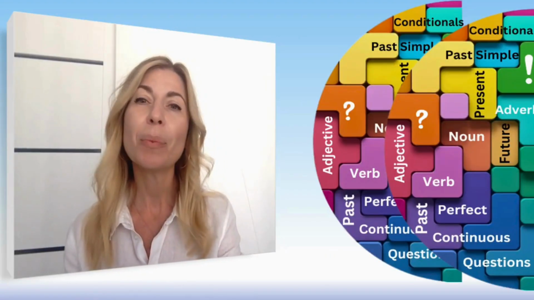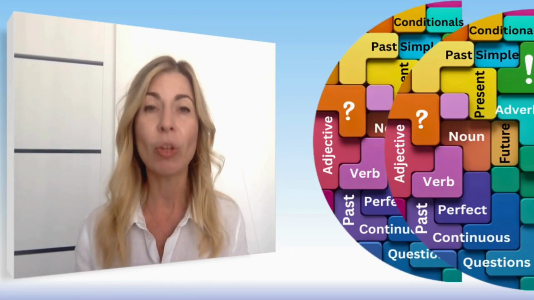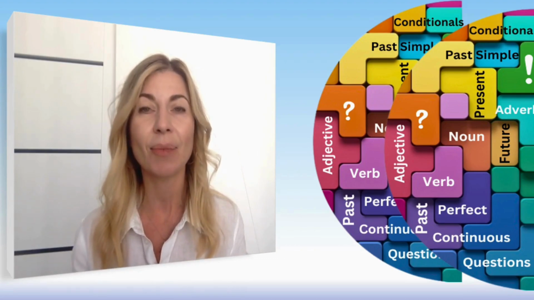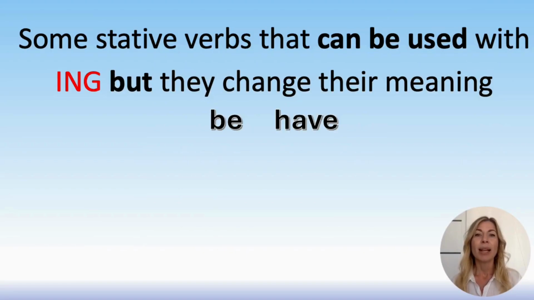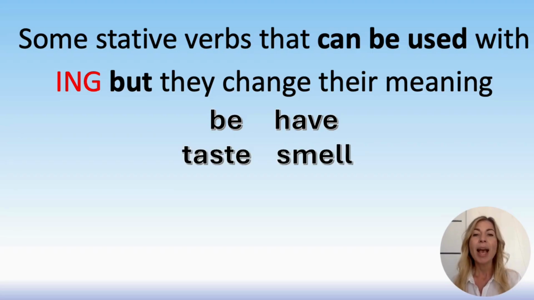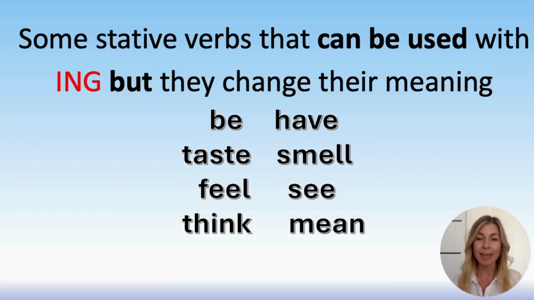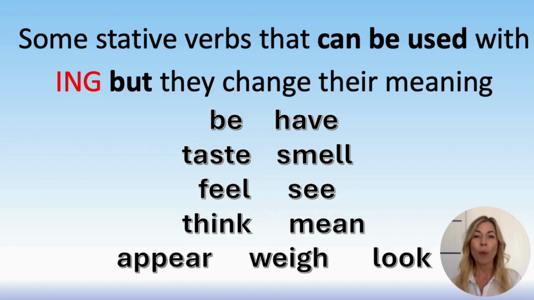So, there are some verbs that can be both dynamic and stative. So, let's look at those. Okay? Let me show. The verb to be and to have can be used, you might be surprised, to be can be used with ing ending, and I'll show you when. Taste or smell, feel, see, think, mind, appear, weigh, and look.